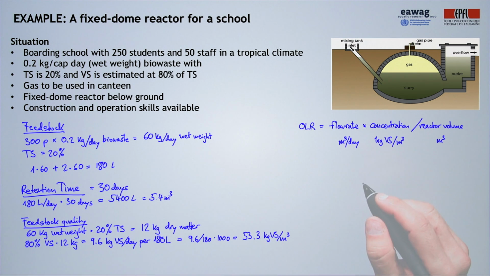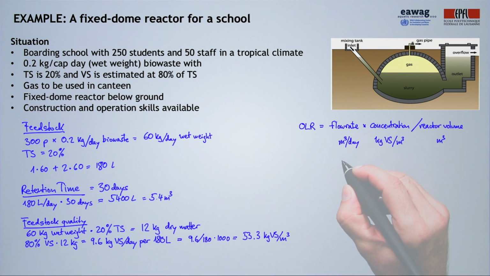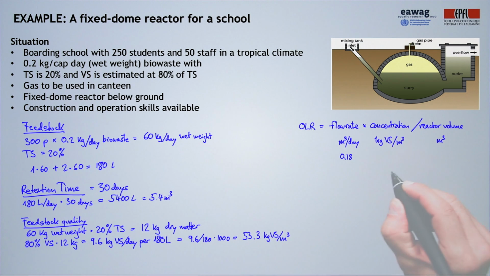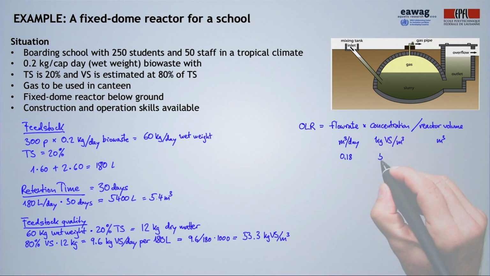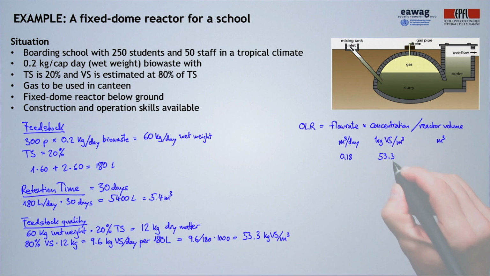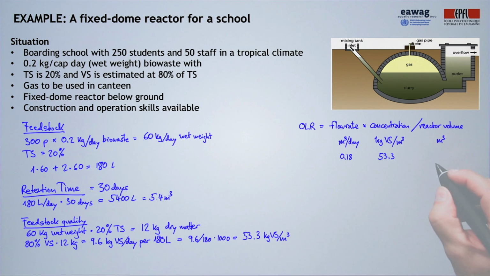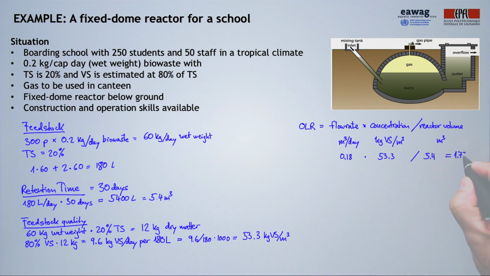Now let's plug in the numbers. So that is 0.18 cubic meters per day, that's the 180 liters, 53.3 kilograms volatile solids per cubic meter, that is what we just calculated previously, and 5.4 cubic meters, that's the volume that we calculated based on the retention time. That equals to 1.78 kilograms of volatile solids per cubic meter.